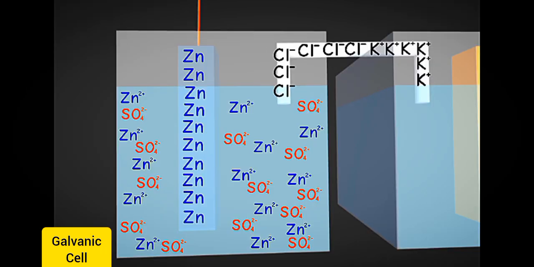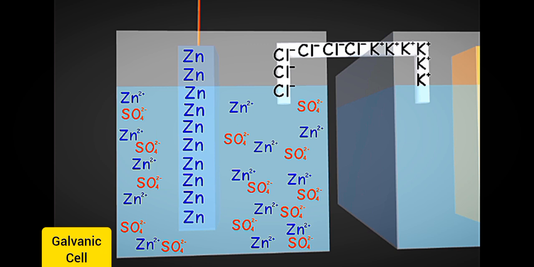As you see, there are various ions in the anode part. The blue ones are zinc ions and neutral zinc, the orange ones are sulfate ions, and finally the black ones represent potassium and chloride ions, which are the ions of potassium chloride salt.